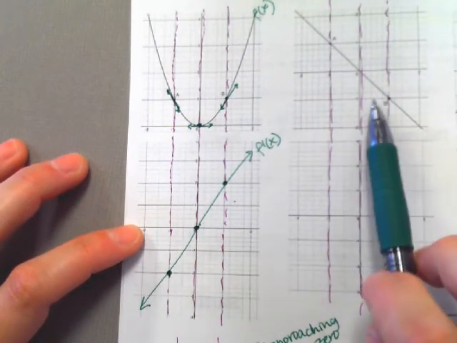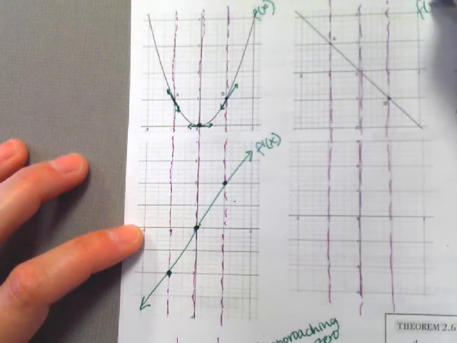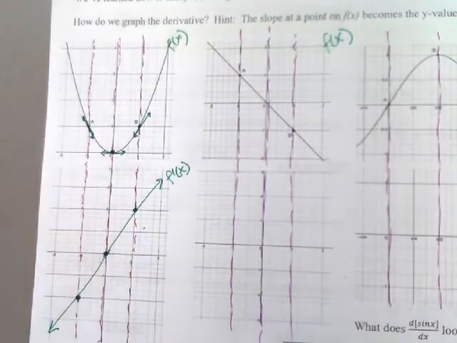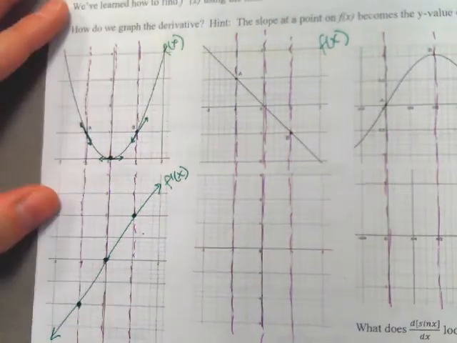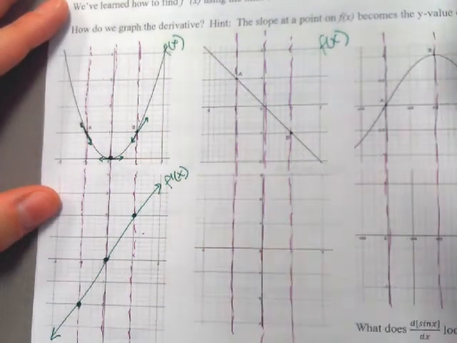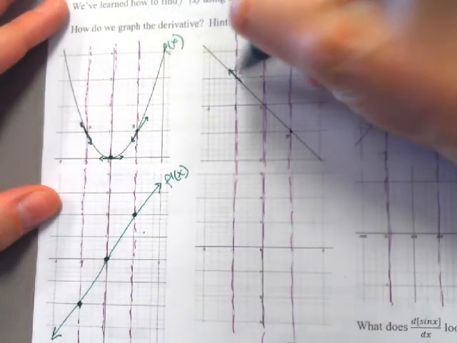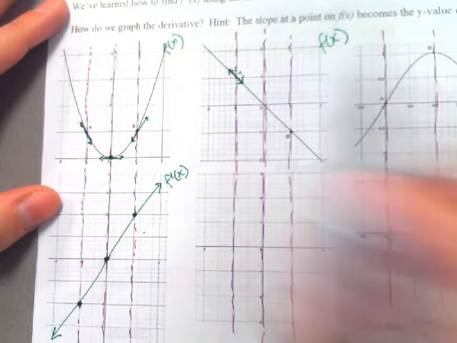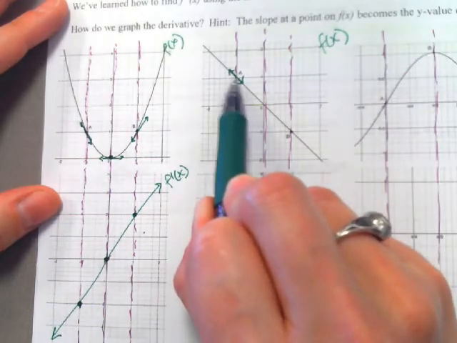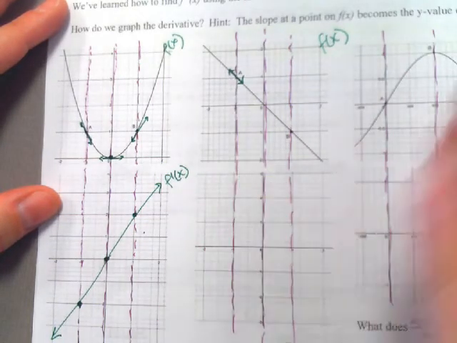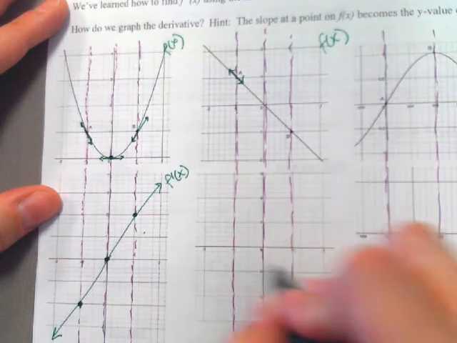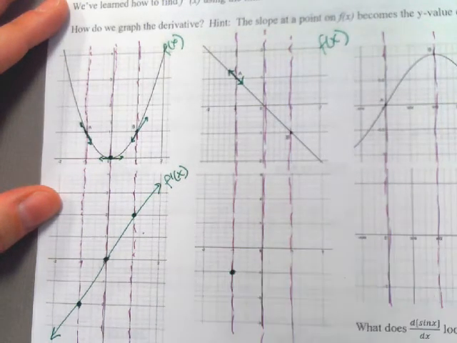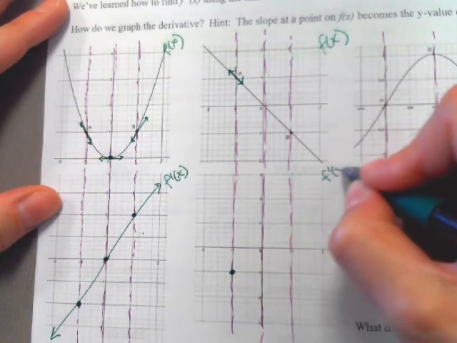All right, so now let's look what happens when our original function is a straight line. Now remember, derivative is slope. So if we look at point A here, the slope there is, well, we can figure it out, right? Because this is a straight line the whole way. The slope there is -1. So on f prime of x, we put a point at -1.